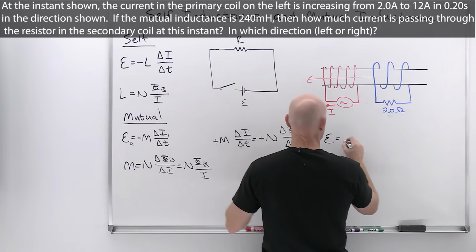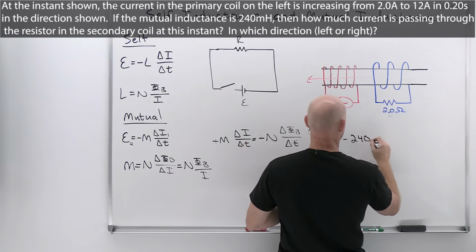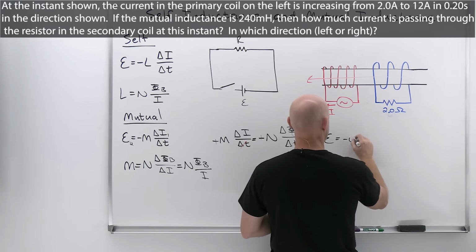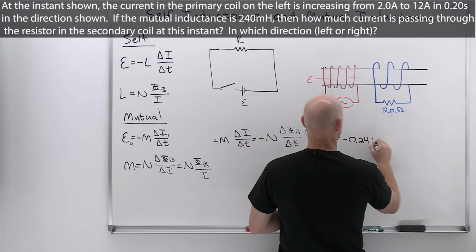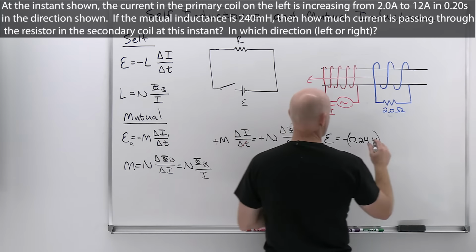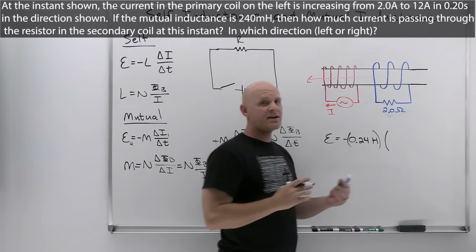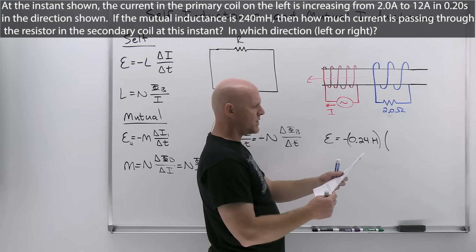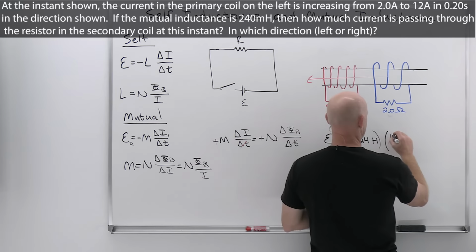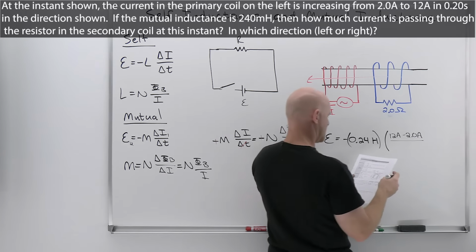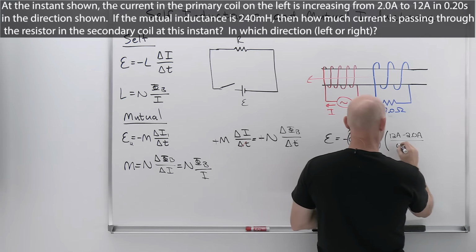So M here again, 240 millihenries, and let's put that in henries right off the bat. So that's going to be 0.24 henries. And then change in current over the change in time. In this case, we're just going to do final minus initial. The question said going from 2.0 amps to 12 amps, so that's going to be final minus initial, all over 0.20 seconds.